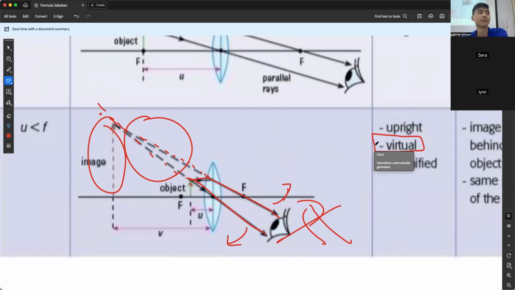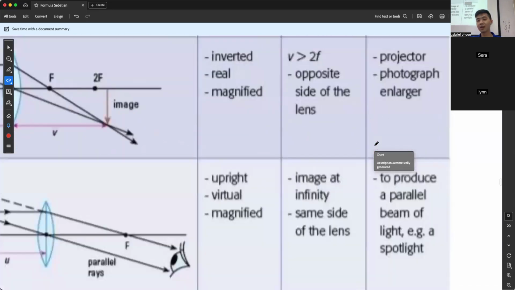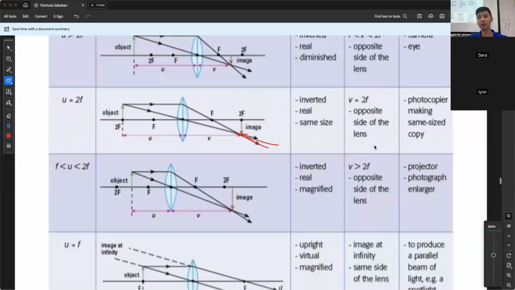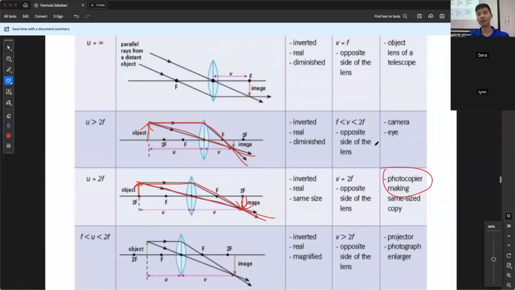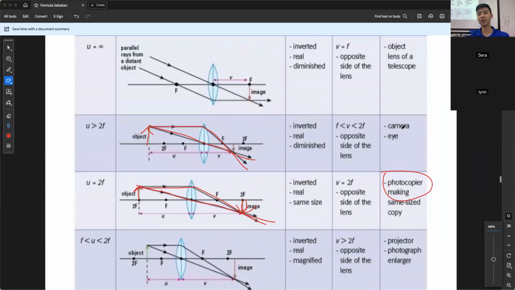Yes. The same size. Can it mention? Wait, you first. What? What eye? Example of the eye. Oh, these are the applications of certain types of lenses.